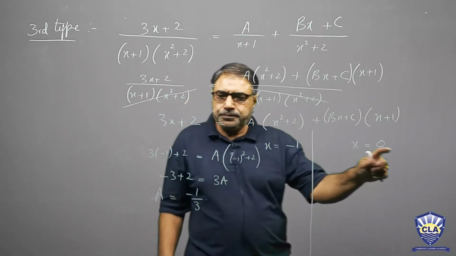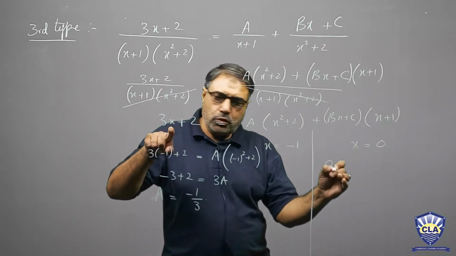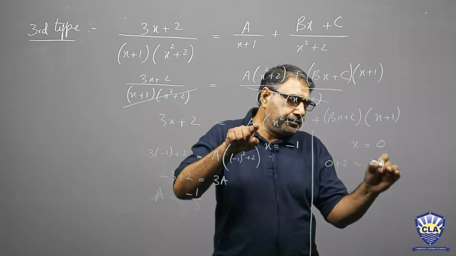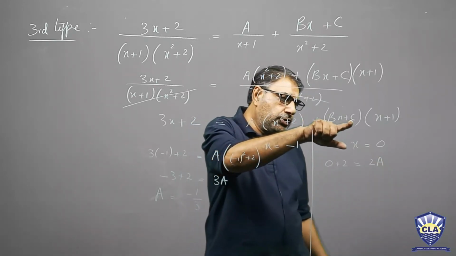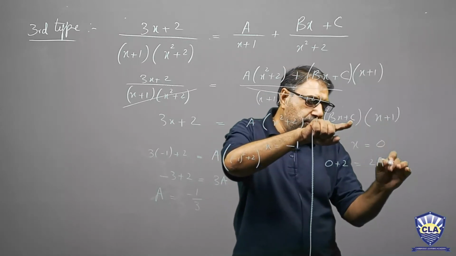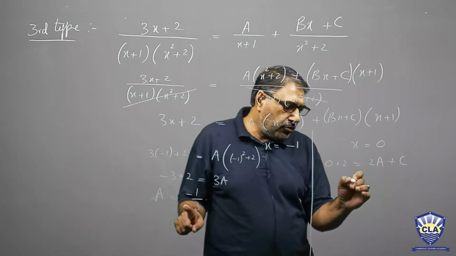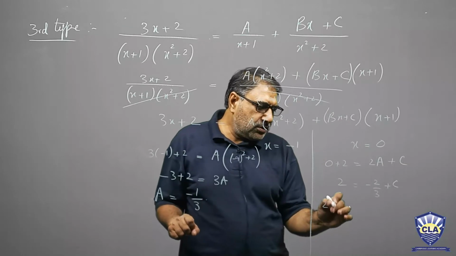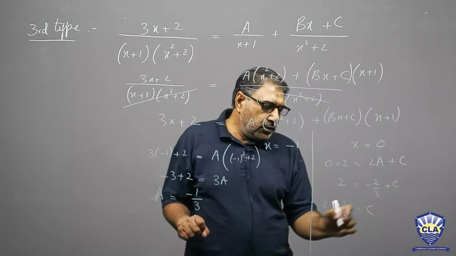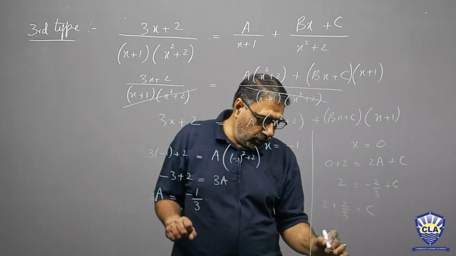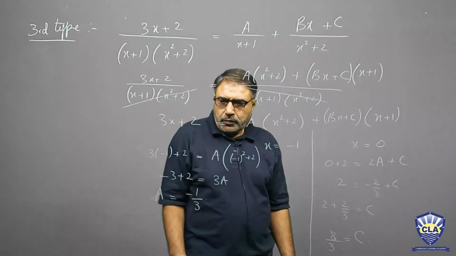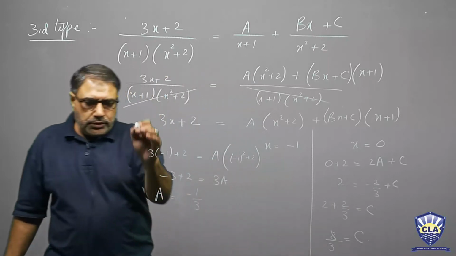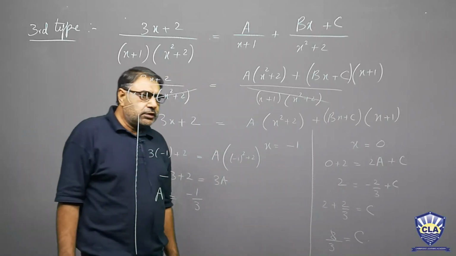Now, x equals 0. This becomes 2 equals 2a plus c. Replace the value of a: minus 2 by 3 plus c equals 2, so c equals 2 plus 2 by 3, which is 8 over 3. We have the values of a and c, then replace any value of x except minus 1.